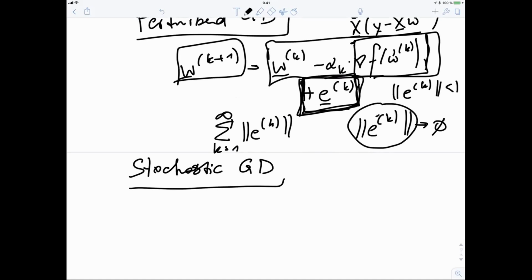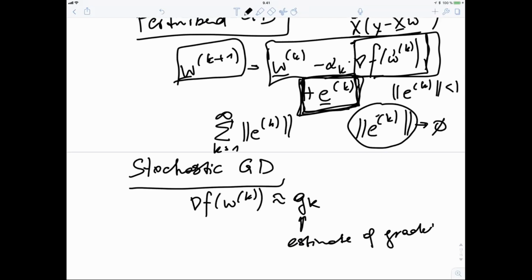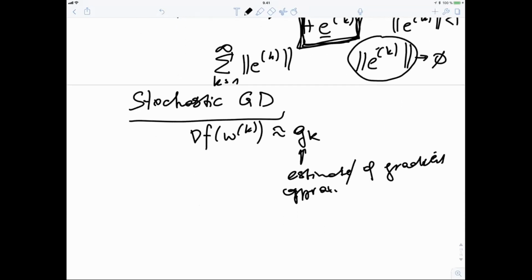So the idea in stochastic gradient descent is, instead of the exact gradient that you need in gradient descent, of course, you use an approximation, some approximation GK. So this is an estimate of the gradient, or an approximation. How can you get such an approximation?